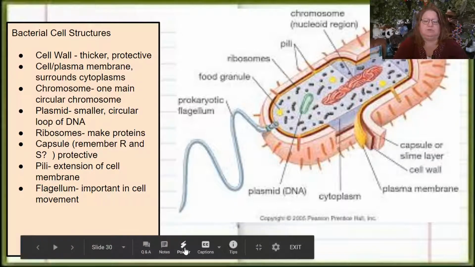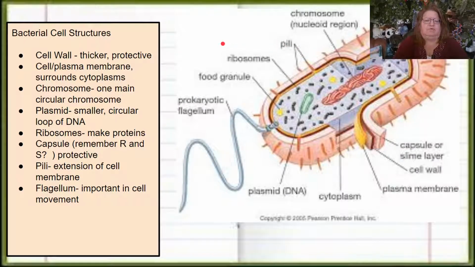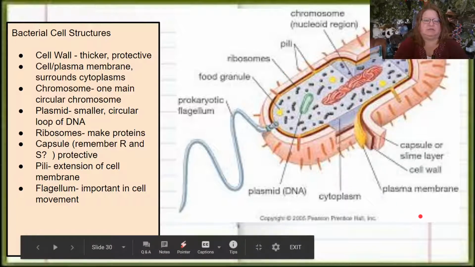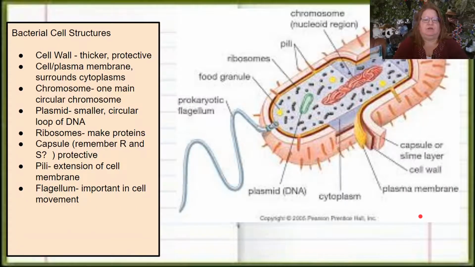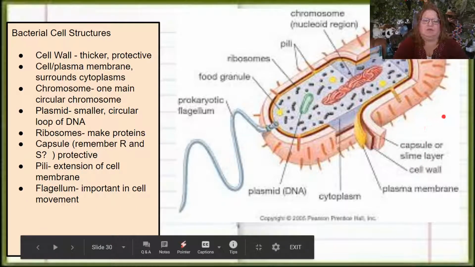Now, you had this picture in your homework, so this is a nice review for your homework. So let's start with the cell wall. The cell wall would be this dark brownish red layer, and the cell wall is very protective for bacteria. Now, all bacteria have cell walls, but some have thicker cell walls than others.